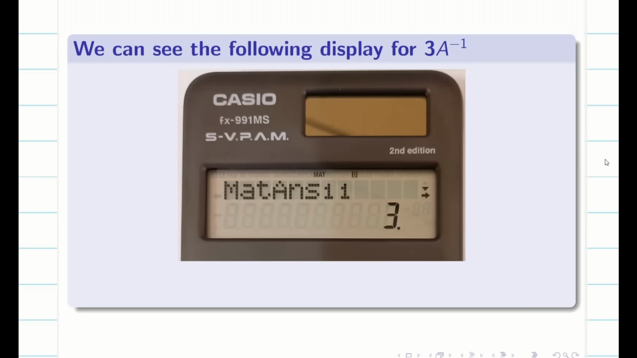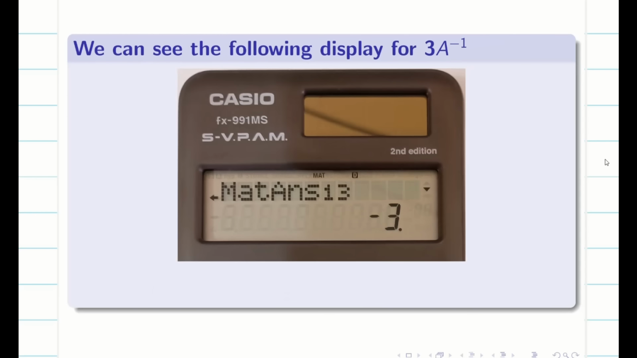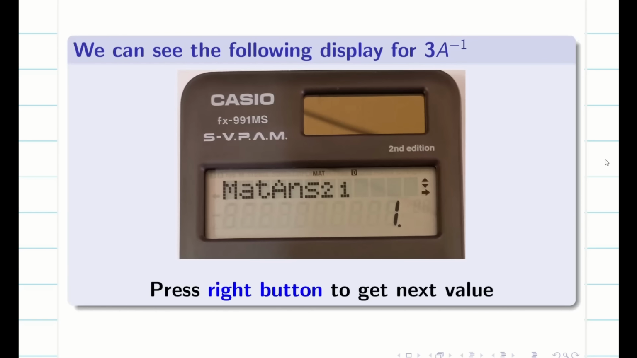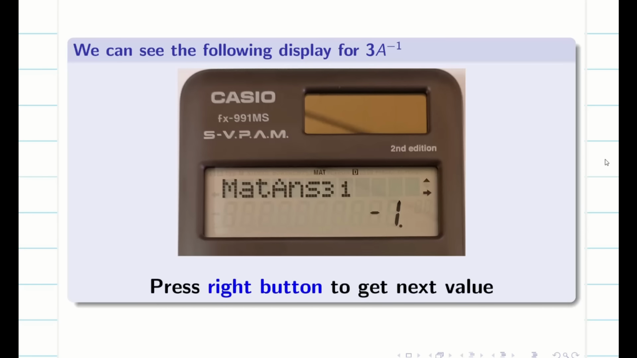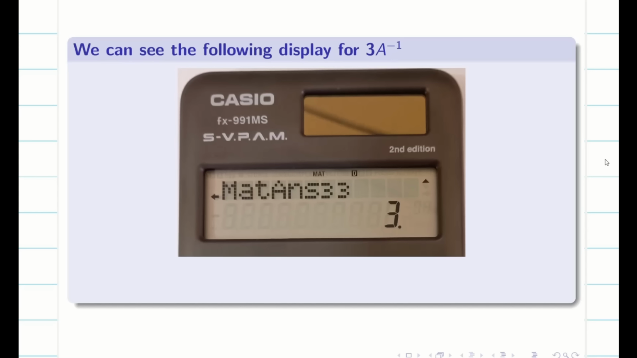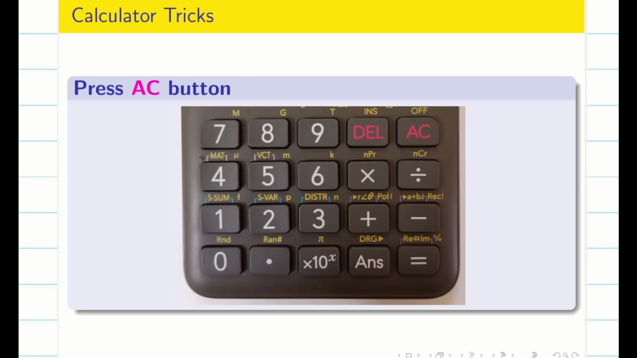So 1 1 position is 3, 1 2 is 0, 1 3 is minus 3, 2 1 is 1, 2 2 is 2, 2 3 is 0, 3 1 is minus 1, 3 2 is 1, and 3 3 is 3. Now side by side write the values of 3A inverse. You write the matrix in your note or on paper. Once it is done, then press the AC button.